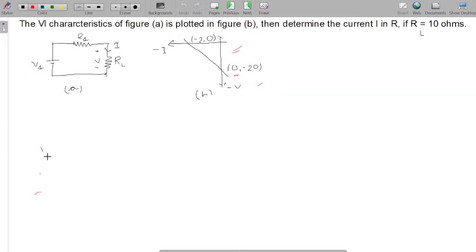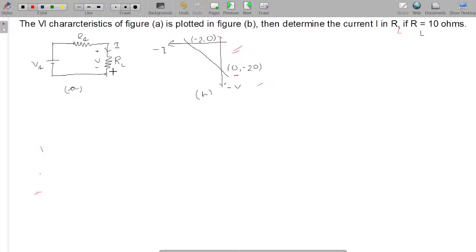In the previous lecture we did such a question, and today we'll approach such a question. Now, see, what are we provided with in this question? The question reads, the VI characteristics of the figure A. This is the figure A where we have a source voltage, a source resistance and a load resistance. The value of load resistance is given as 10 ohms. Also, we see a VI characteristic graph, which is a graph between the load voltage and the load current.